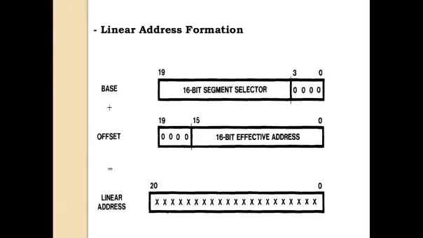Now the linear address is generated. In the first unit we have seen that the logical address is mentioned in the instruction. It needs to be converted to a linear address or physical address. So the intermediate form is the linear address.